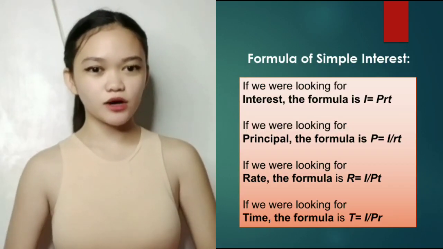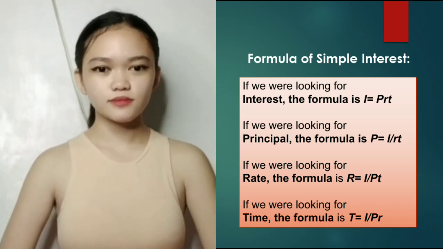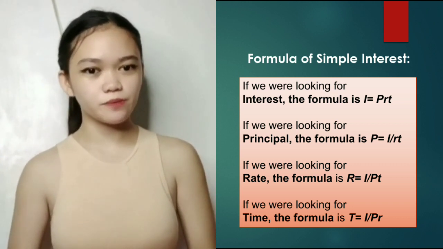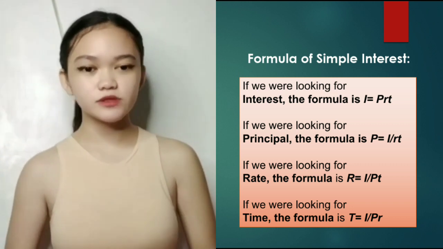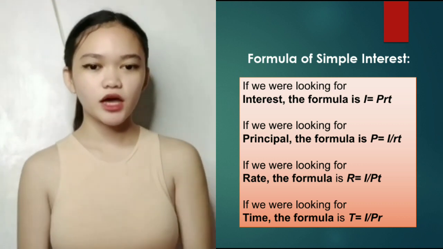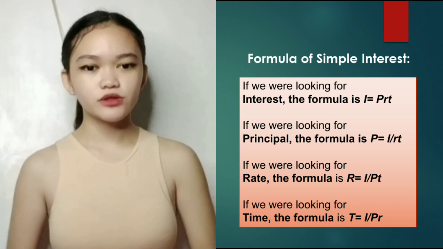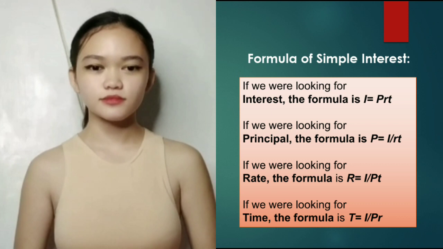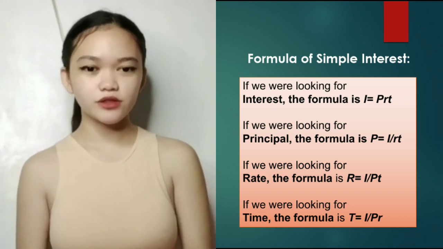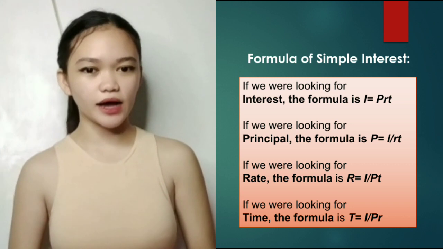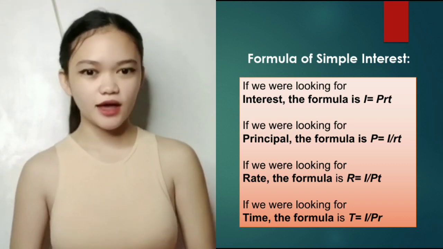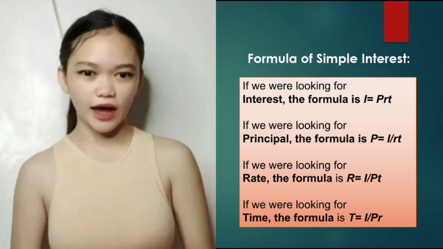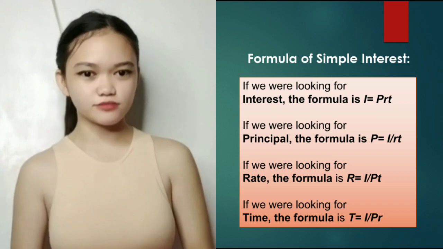So these are the formulas of simple interest. If we are looking for interest, the formula is I equals PRT, or P times R times T. If we are looking for principal, the formula is P equals I divided by R times T. Then if the rate is missing, the formula is R equals I divided by P times T. And lastly, if the time is missing, the formula is T equals I divided by P times R.